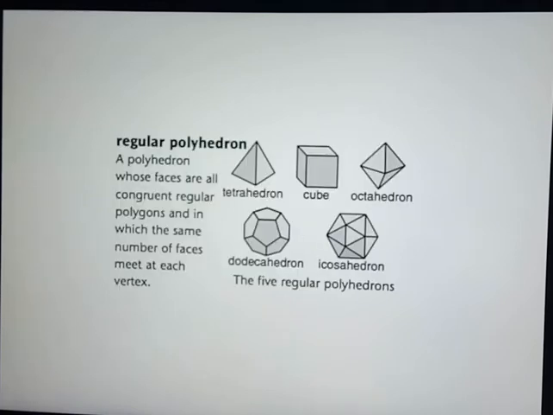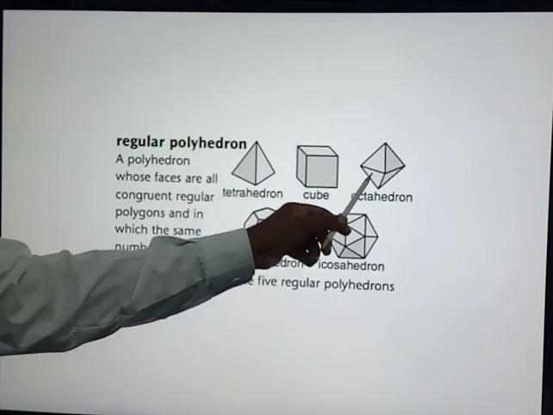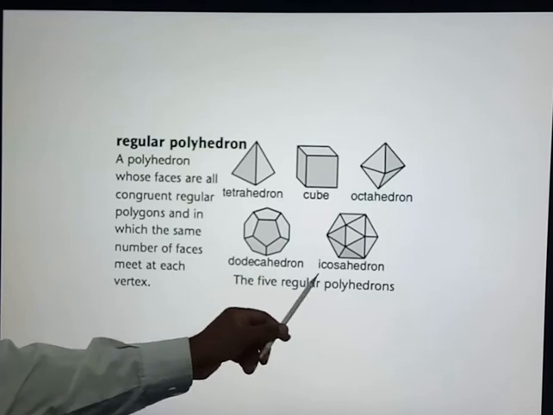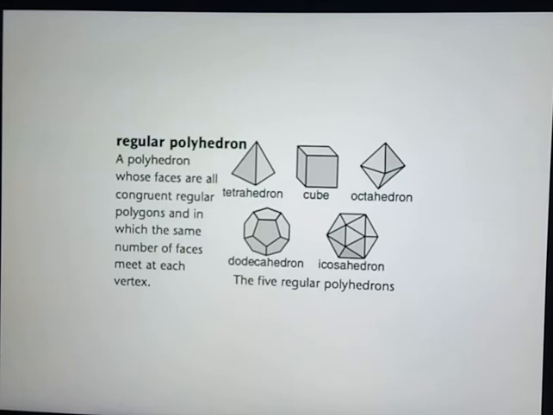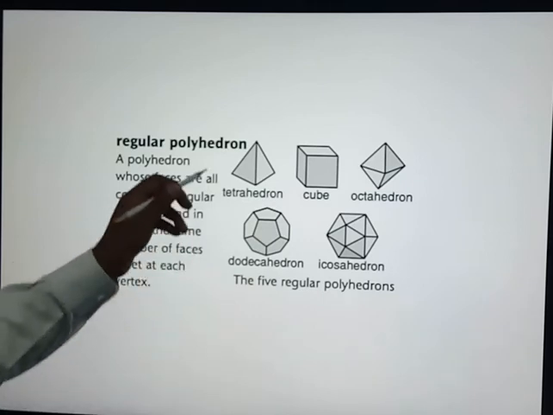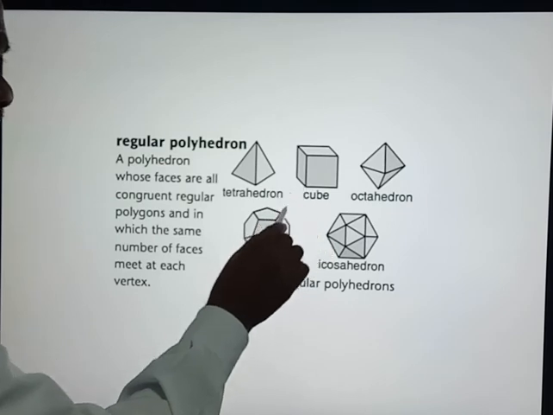Another topic you see is regular polyhedrons. Regular polyhedrons means all the edges should be equal. See here: cube, octahedron, dodecahedron, icosahedron. These are all polyhedrons having the lengths of the edges equal, and all the faces should be congruent.